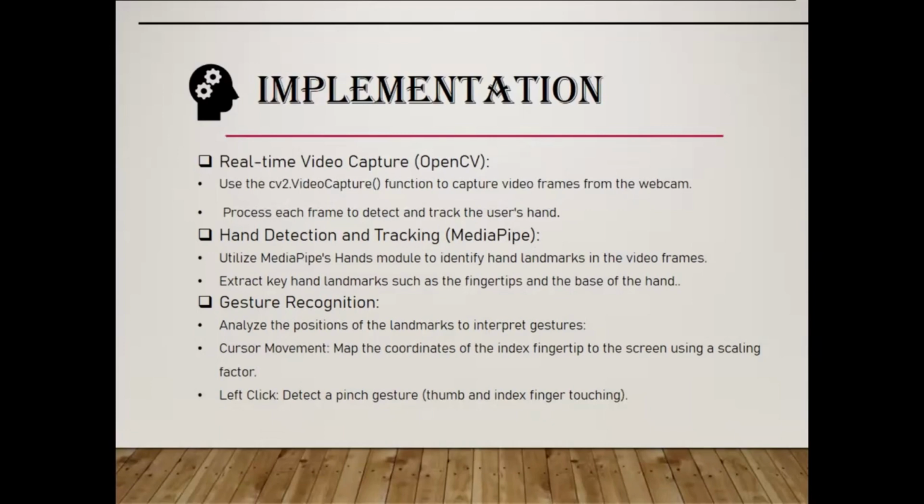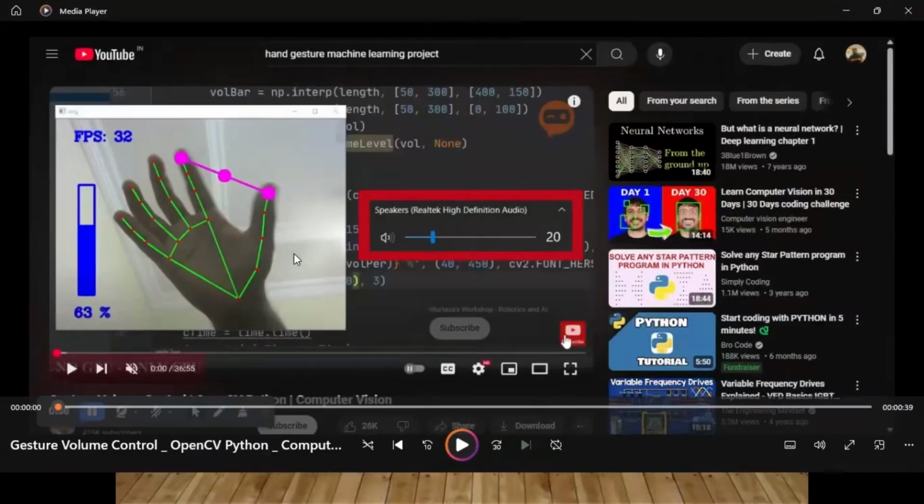Gesture recognition. Analyze the position of the landmarks and interpret gestures. For cursor movement, map the coordinates of the index finger to the screen using a scaling factor. Left click is detected by a pinch gesture, with the thumb and index finger touching. Here is an illustration of that.